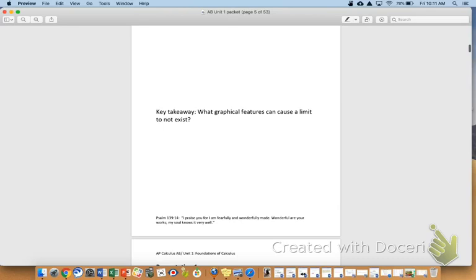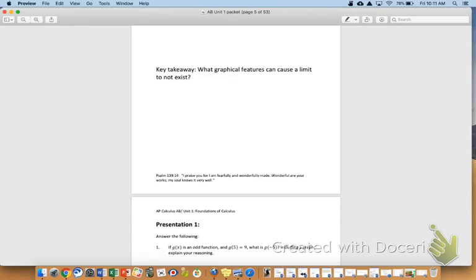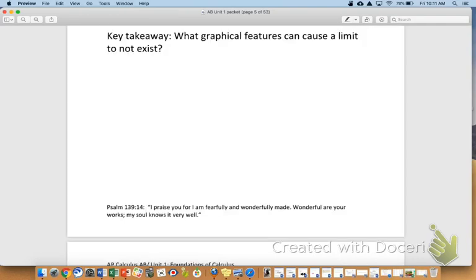What graphical features can cause a limit to not exist? There are 3 of them, and I think 2 of them you should have pretty good. What would you guys say is the first one? What would make a limit DNE? Oscillation. Oh, that's the one that we didn't actually cover, but yes, oscillation is true. So I'll make that number 3. We're not gonna make that a big focus of our class, but that would fulfill a complete answer here.